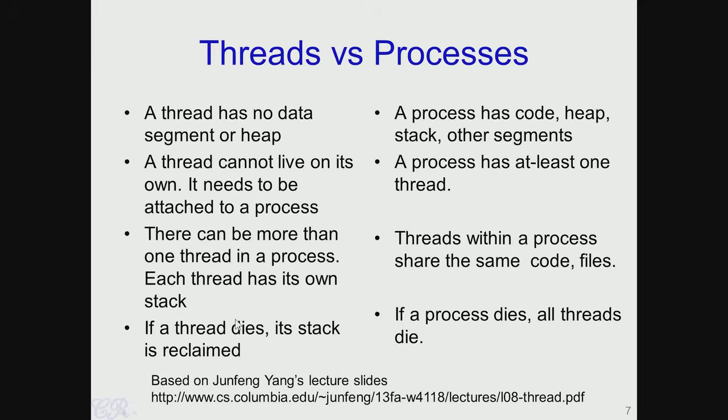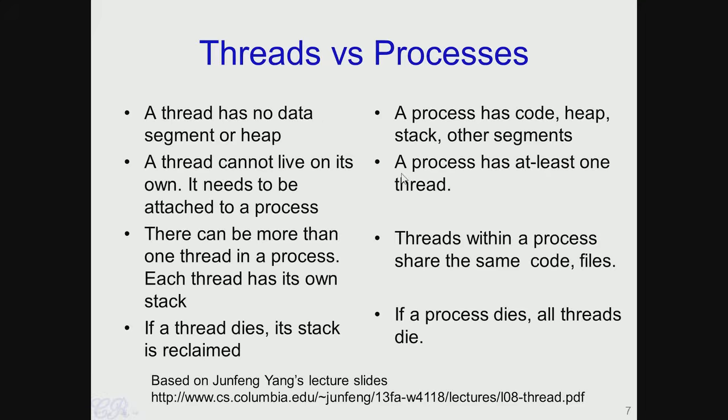So, this particular slide reiterates a lot of differences between processes and threads, and we will quickly go through this. Essentially, a process is an isolated execution entity which has its own code, heap, stack and other segments. On the other hand, a thread does not have its own data segment and heap, and it uses the process's data segment and heap. So, all threads within a particular process would use the same data segment and heap.